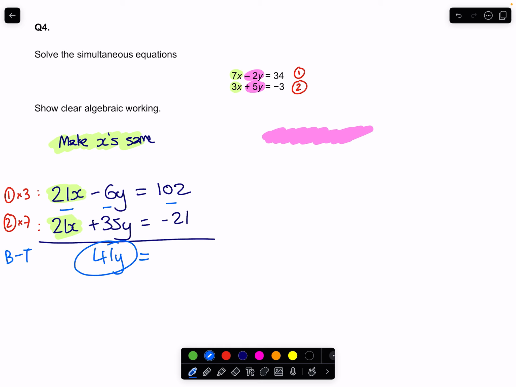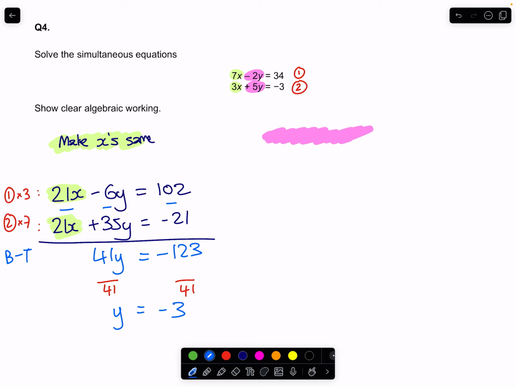Now we can't avoid negatives on the other side, but the important thing here is that at least if your letter term on the left is positive, there's less likely you're going to make a mistake with negatives. Minus 21 take away 102 is going to give us minus 123. And then when we divide both sides by 41 here, we're going to end up with y equals minus 3.